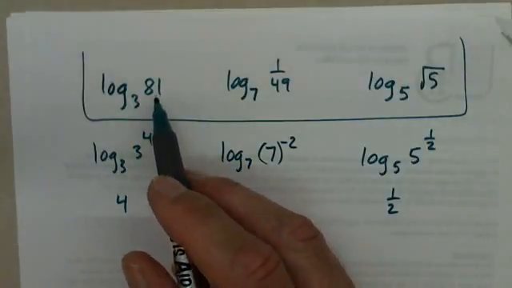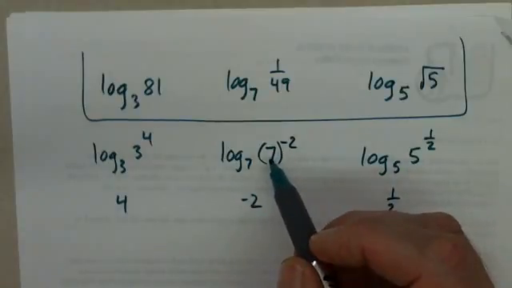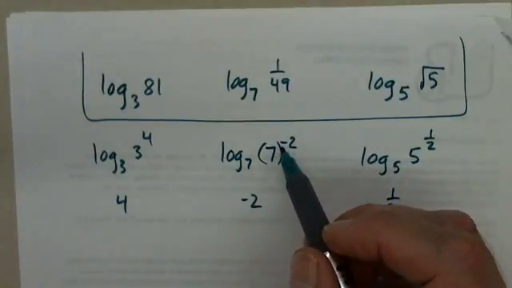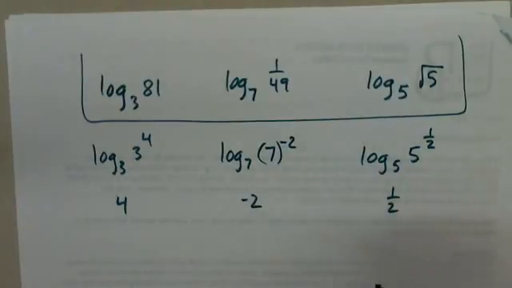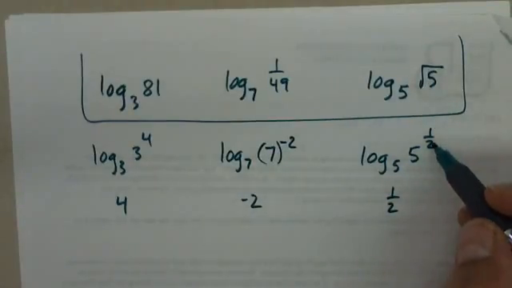Three to the fourth is 81, so then we can find the power. 7 to the negative 1 is 1 over 7. 7 to the negative 2 is 1 over 49 because we're going to square. And the radical is a 1/2 power.